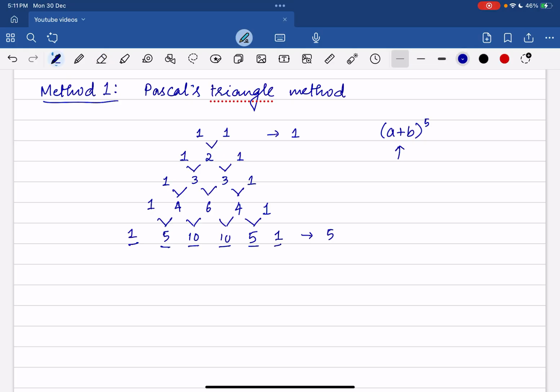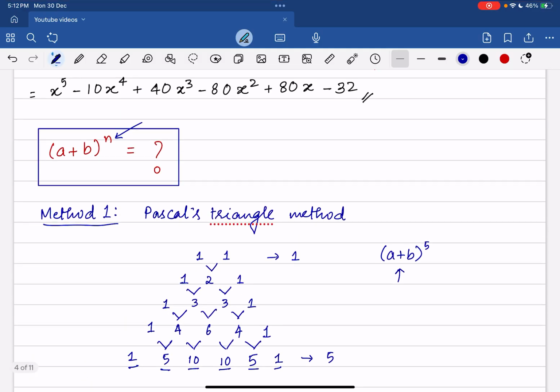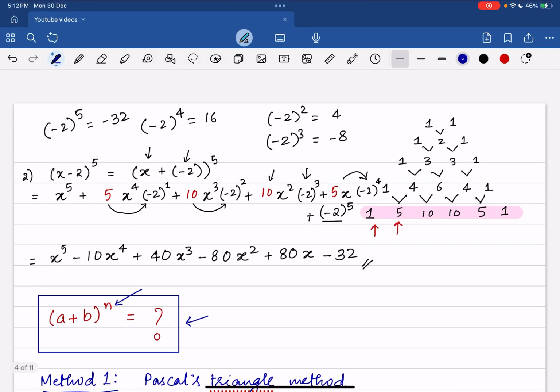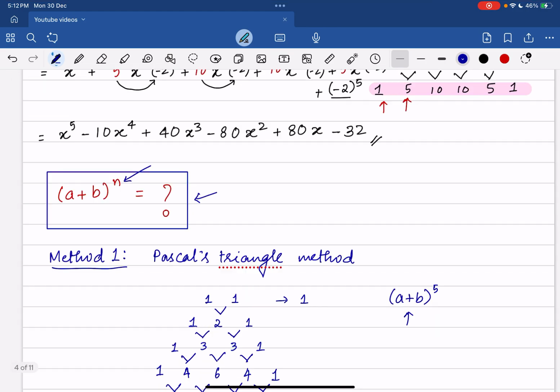Okay, so now that we know the basic coefficients, we are going to look at not only this method but also another method which is called the formula method. What is the formula method? If we call something a formula method, we need to have a formula for it, which is where we had stopped in the previous video. So let's look at how the formula is formed, based on our observations in the previous videos.